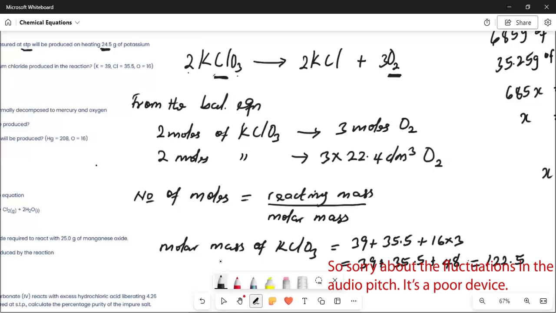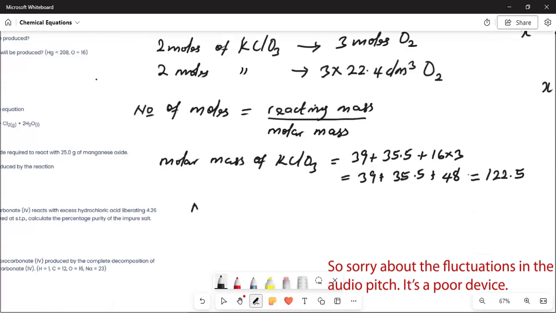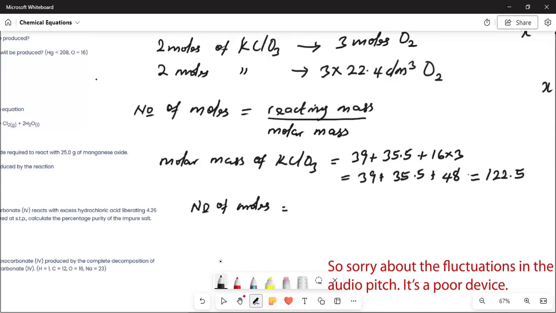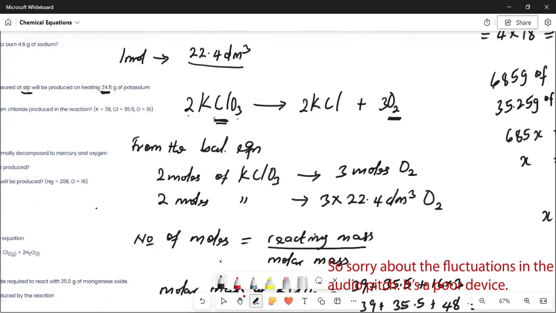Now, we are not using this 2 because this 2 is for this balanced reaction. What we are trying to do is to get the number of moles from this very mass here, which has nothing to do with this balanced equation. So the number of moles, therefore, in this case, is equal to the mass, which is that 24.5 gram of potassium chlorate, divided by this molar mass of potassium chlorate. 24.5 divided by 122.5 is 0.2, meaning for this mass given to us, the number of moles is 0.2.